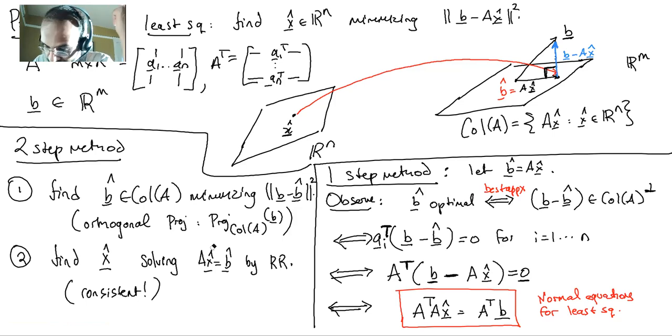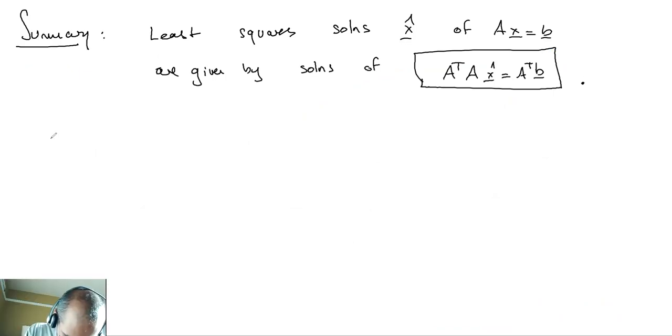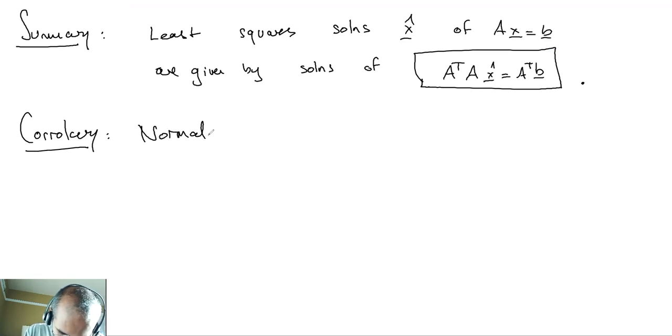So these normal equations are always consistent, right? Because the two-step method always has a solution. So a corollary of what we just did, which is not obvious, is that the normal equations are always consistent.